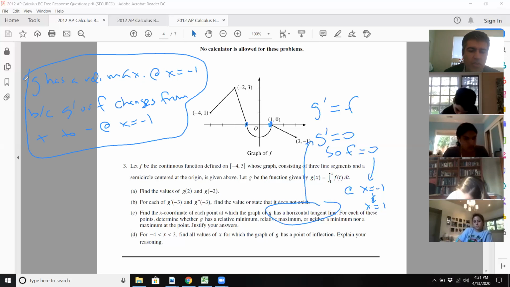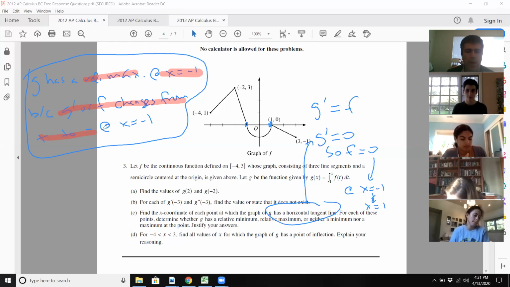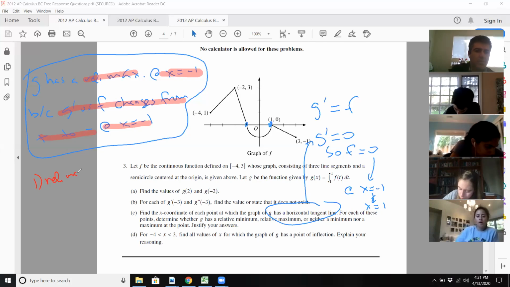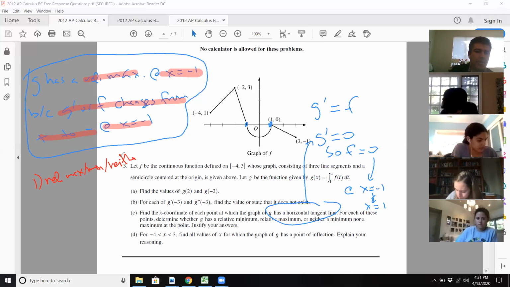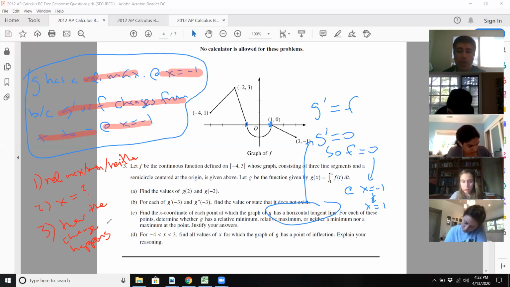Very, very important. They're extremely strict about how that is assessed. Essentially, you need these 3 components. You gotta say whether it's a relative max or min, you gotta say where it happens, and you gotta say how it changes, from positive to negative. It probably would help to restate where the change happens, just to be on the safe side. So basically 3 things: relative max, min, or neither; x equals somewhere; and how the change happens. You've got to hit on all 3 of those things. That's only probably worth 1 point though, is my guess.